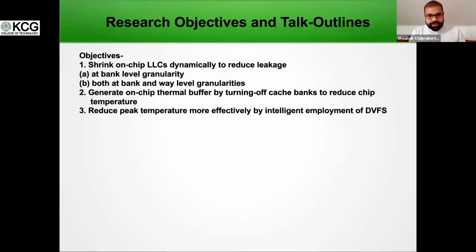So my research objective during my PhD and right now is to shrink the on-chip LLCs dynamically to reduce leakage power consumption at multiple granularities, that is, at bank level as well as at both bank and OA level. Through this, I reduce the leakage power. Additionally, this turned-off cache portion generates a thermal buffer on chip, which exploits the superposition and reciprocity heat transfer theorem to reduce the peak as well as the average on-chip temperature. I am also targeting to reduce the peak temperature by more effectively applying DVFS on the core.